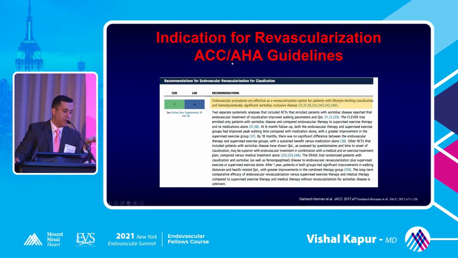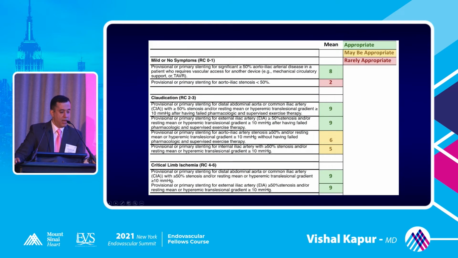So we always follow guidelines as one of the recommendations for treating patients. You can see that it's a level A recommendation to treat iliac disease, especially by stenting procedure. And this is one of the appropriateness criteria for treating patients who have mild symptoms, claudication, and especially critical limb ischemia. If you have mild symptoms, then stenting is appropriate if it's more than a 50% lesion and there is definitely significant disease as well. As you go to the claudication part, again, for common iliac disease, stenting of the distal abdominal aorta is appropriate, giving a score of almost 9.